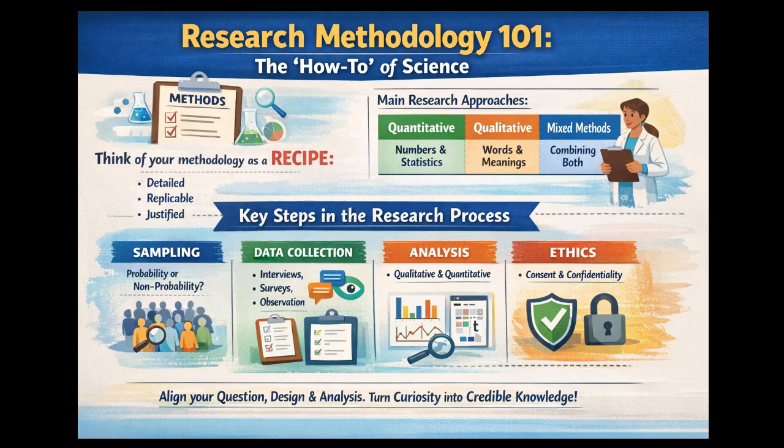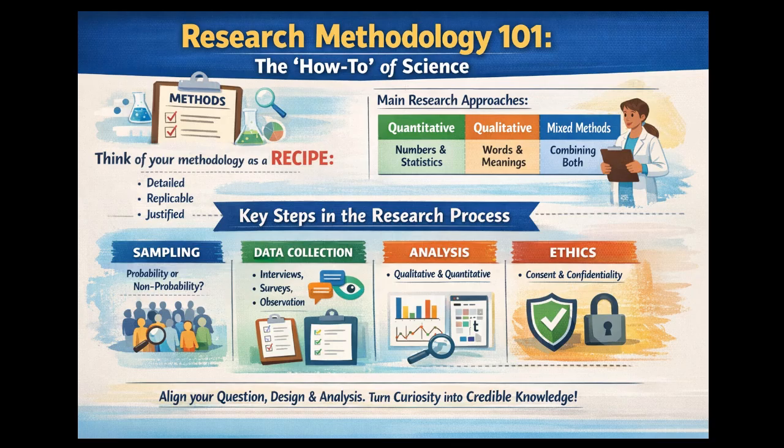To design a strong methodology, you first need to understand the main research approaches. Quantitative research focuses on numbers, measurement, and statistical analysis. It is especially useful when you want to test a hypothesis or examine relationships between variables. For example, if you want to test whether coffee increases productivity, you might measure hours worked or tasks completed and analyze the results statistically. This approach is often linked to the idea that there is an objective reality that can be measured and analyzed using data.